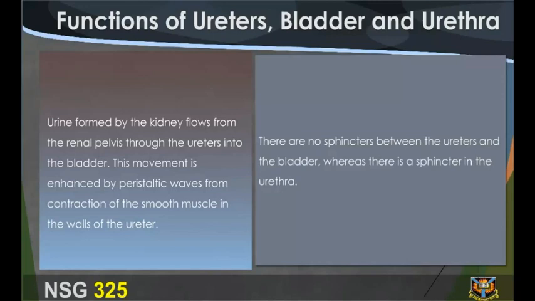Functions of ureters, bladder, and urethra. Urine formed by the kidney flows from the renal pelvis through the ureters into the bladder. This movement is enhanced by peristaltic waves from contraction of the smooth muscle in the walls of the ureters. There are no sphincters between the ureters and the bladder, whereas there is a sphincter in the urethra.